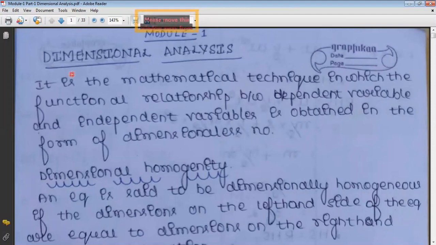The main aim or application of dimension analysis is to check the dimensional homogeneity of an equation, or to convert from one system of units to another. For example, if you have to convert the CGS system to the SI system, you have to perform dimensional analysis. So in order to know this, you should be well versed with the different fundamental quantities and their units.